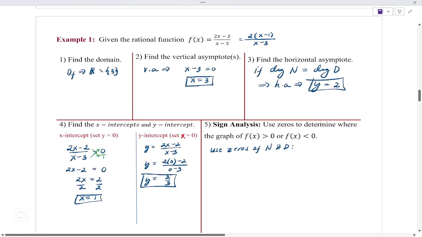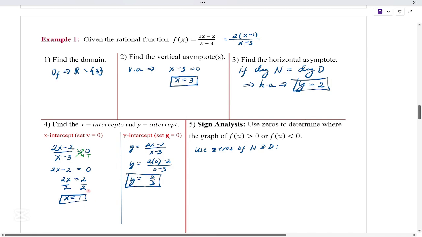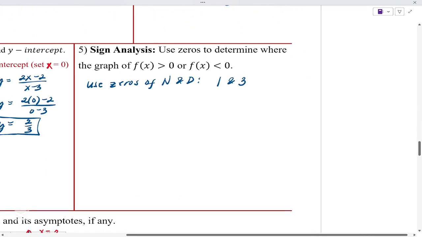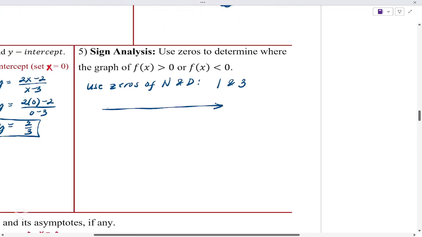And these zeros are the x-intercept and the vertical asymptote. So 1 and 3. Then we put 1 and 3 on the real number line, so we put 1 on the left of 3. So this is 1 and this is 3. Then we identify the sign on each interval.